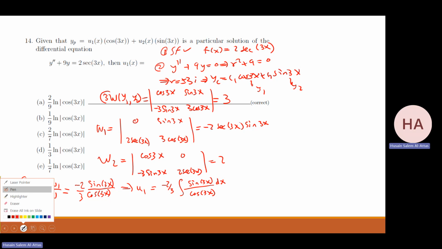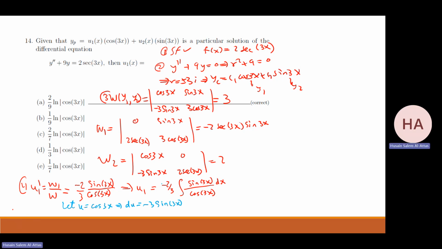I need to do a substitution. Let u be cosine 3x. So du will be minus 3 sine 3x. The minus is there, but I need the 3 and 1 over 3. So that will be 2 over 9 du over u, which is 2 over 9 ln cosine 3x, which is this one, by the way.